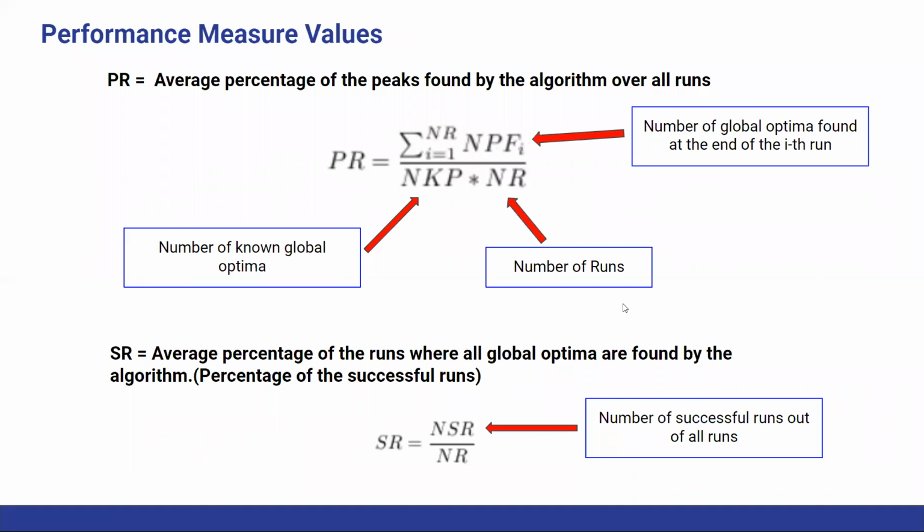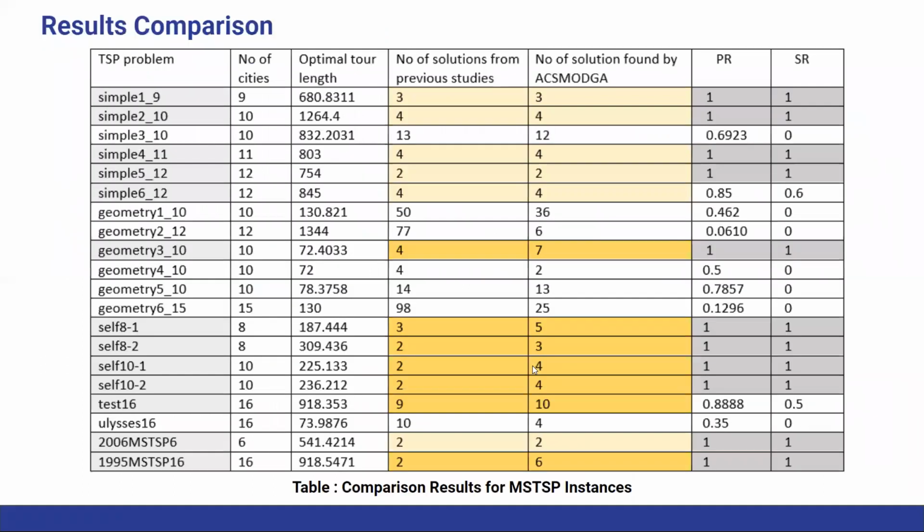Let's talk about the performance measure values. Those are PR and SR. PR means the average percentage of peaks found by the algorithm over all runs and SR means the percentage of successful runs. For that, I use these two equations. This is the complete summary of the comparison result.